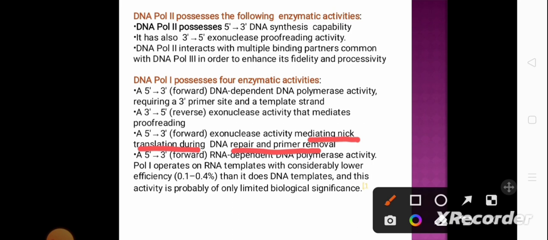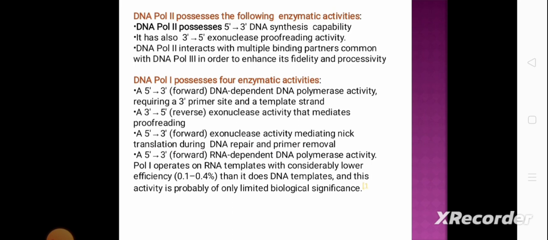It also has a 5' to 3' RNA-dependent DNA polymerase activity. DNA pol I operates on an RNA template with considerably lower efficiency than it does on DNA templates, and this activity is probably of only limited biological significance.